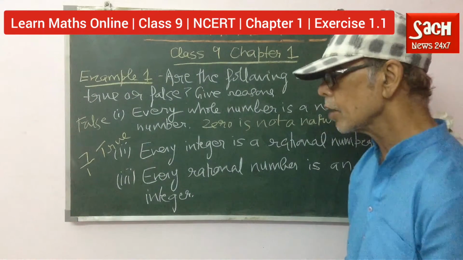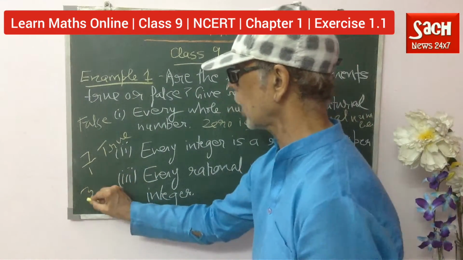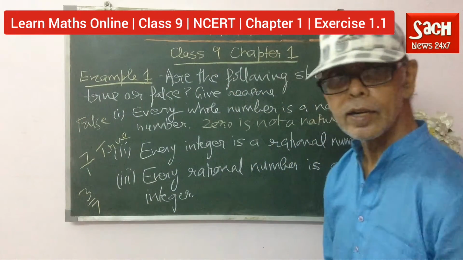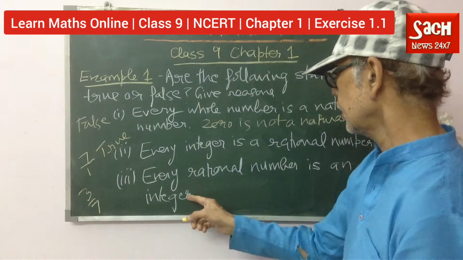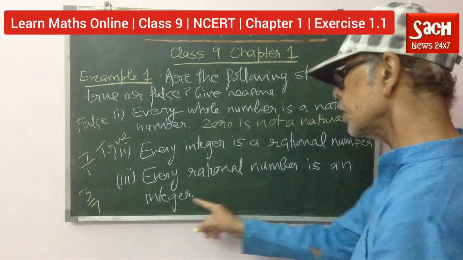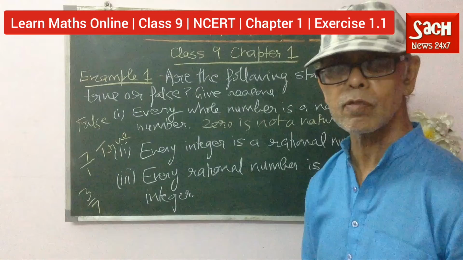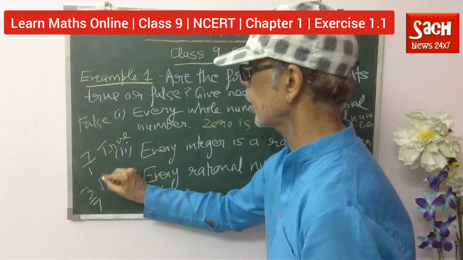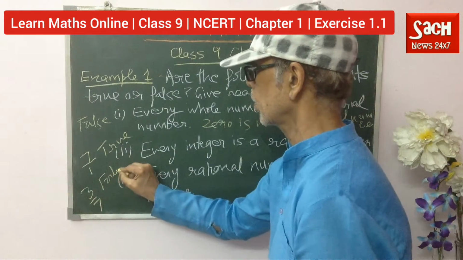Is every rational number an integer? Suppose the rational number is 3 by 7. Is this an integer? No. 3 by 7 is not an integer. It is a rational number. So this is again a false statement.